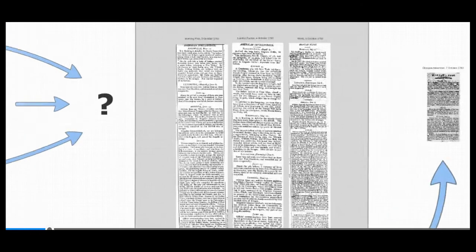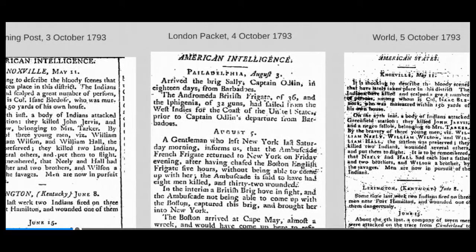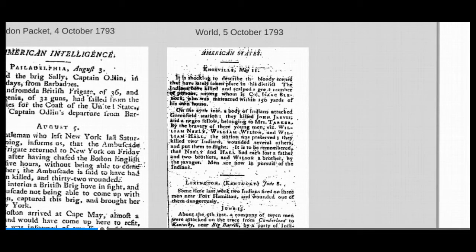And I found 3. You have the Morning Post from October 3rd, and it's got the same Knoxville-Lexington article. You have the London Packet and Lloyd's Coffee House, and that has a similar article, but it's got this bit about Philadelphia at the top. But then you can see Knoxville and Lexington coming down. And then you have the London World from October 5th, and it's got the same Knoxville, Lexington, and Augusta article. And what I basically decided is that this was the earliest version that had the exact same number of bits. It was the first consolidation of those together. So that's probably where the Glasgow Advertiser got it from.